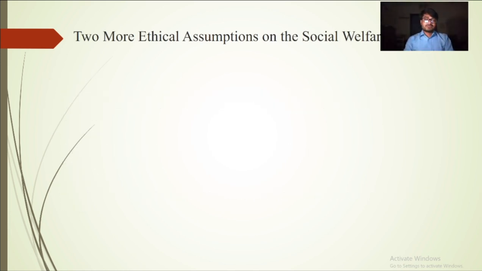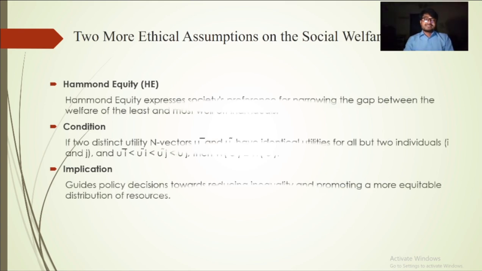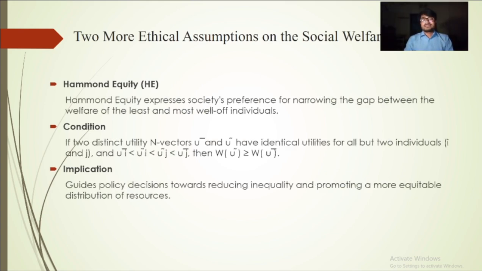Next, we'll talk about Hammond equity, which is society's preference for narrowing the gap between the welfare of the least and most well-off individuals. Its implication is that it guides policy decisions towards reducing inequality and promoting a more equitable distribution of resources. Actually, it expresses the idea that society has a preference towards decreasing the dispersion of utility across individuals.